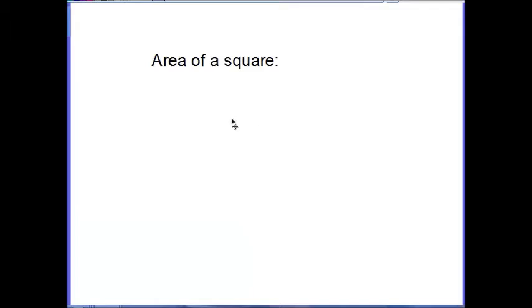Our next formula is the area of a square. The area of the square is sides squared, or length times width or base times height, knowing in a square the sides are congruent.